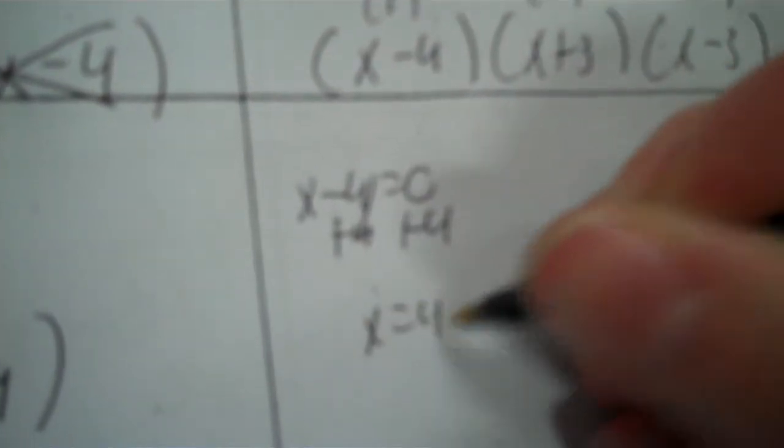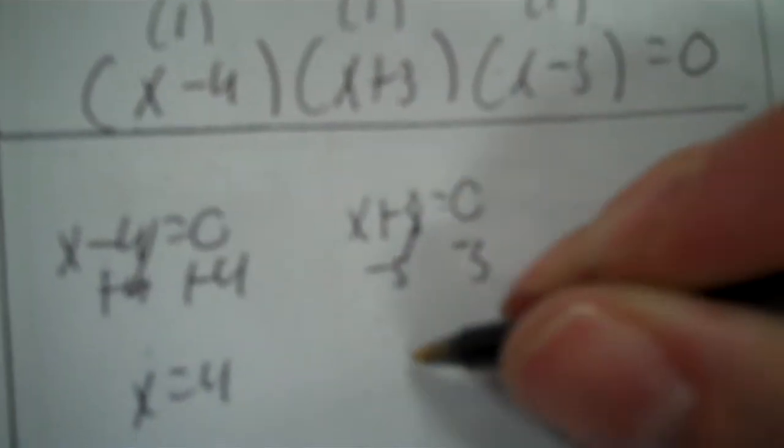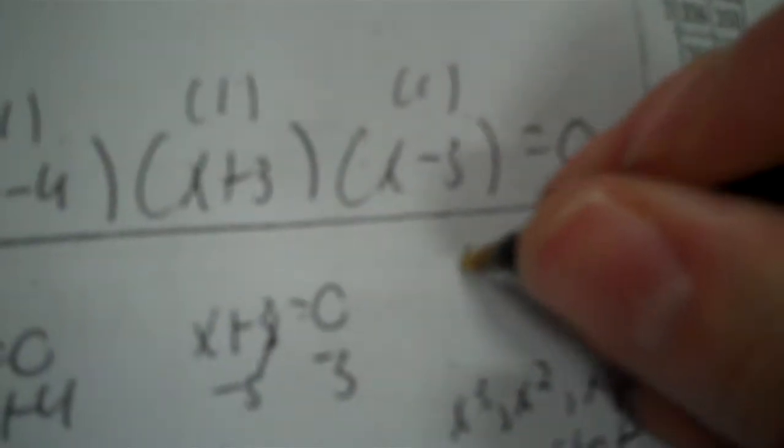Okay, so plus 4, that's 4. Minus 3, we get negative 3. And x minus 3 equals 0. You just set them all equal to 0, and that's 3. Okay. Refer to the solutions for problem number 8.